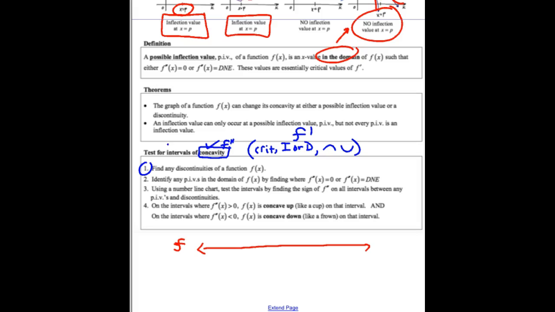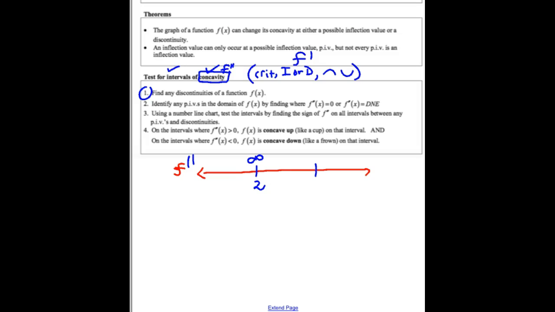So when I am looking at the concavity of a function, I make a sign line for the second derivative. I find any discontinuities and I put them on my sign line. So maybe at 2 there was an asymptote, and I like to put an infinity over it so I know this is not a possible inflection point. It can be where curvature changes, so I need to have it on my chart, but it won't be an inflection value. Then I identify all possible inflection values, places where the concavity can change that are in the domain, by setting the derivative equal to 0 or does not exist. This is second derivative, sorry.